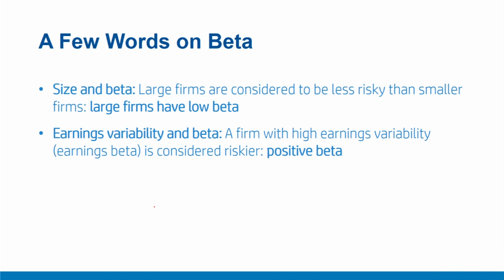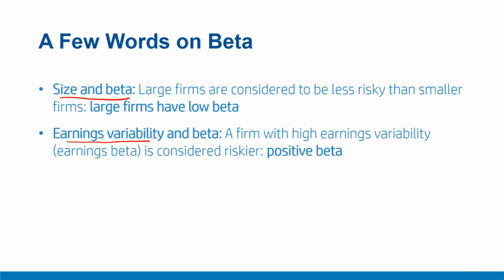Next, large firms are considered to be less risky than the small firms, and therefore size is considered to be negatively related to beta. Finally, a firm with high earnings variability is considered riskier, and therefore earnings beta is expected to have a positive relationship with the security beta.